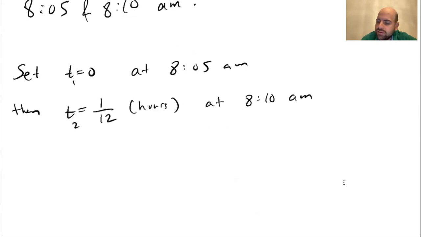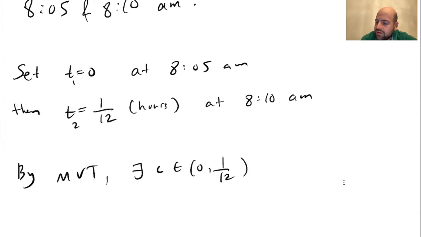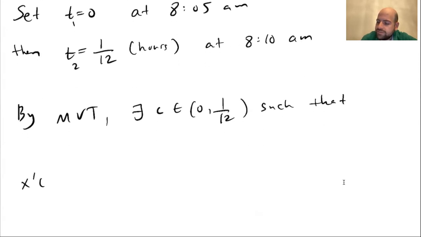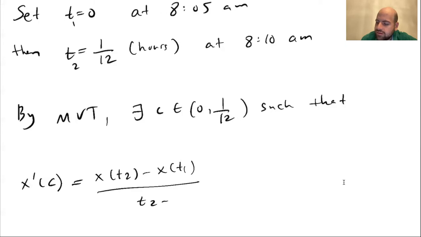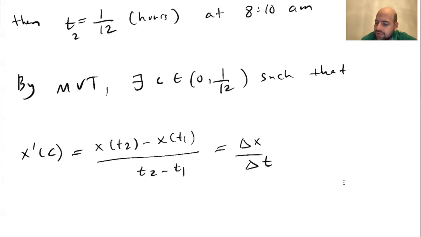Okay, so by the mean value theorem, we can say that there exists a c value between 0 and 1/12 such that x prime of c equals x of t2 minus x of t1 divided by t2 minus t1, or in other words, delta x over delta t, or the average velocity.